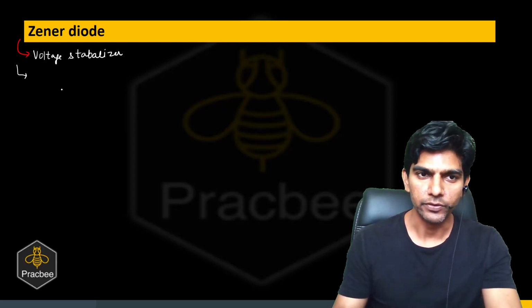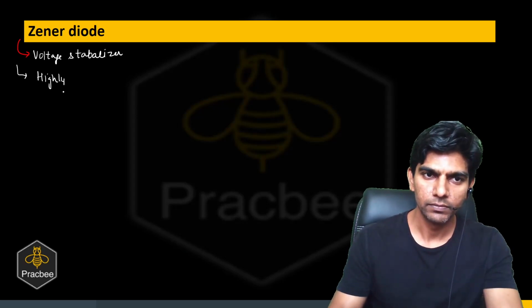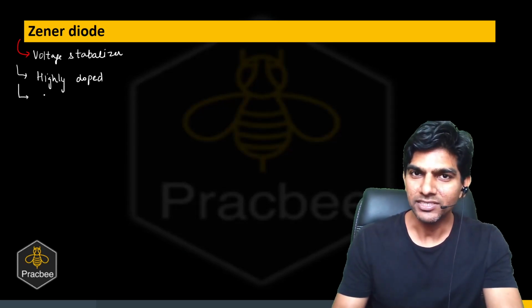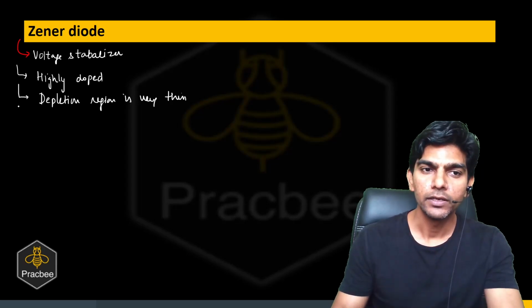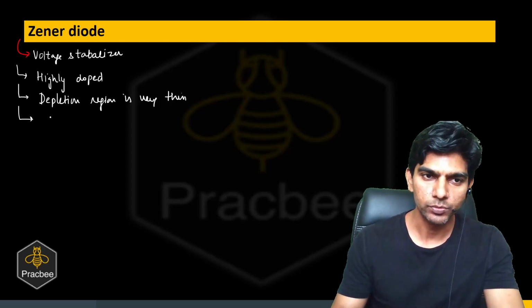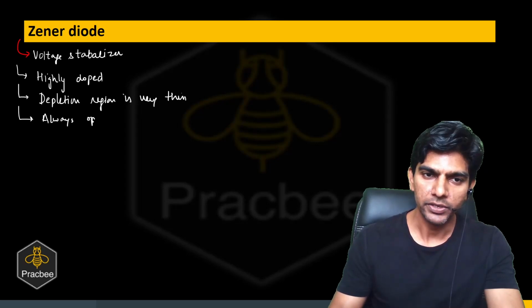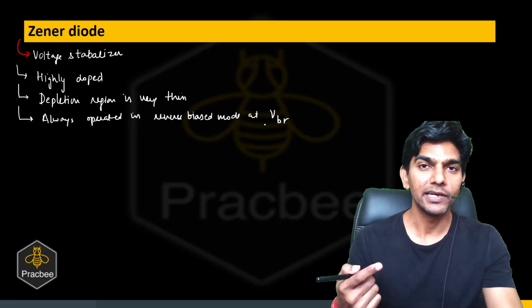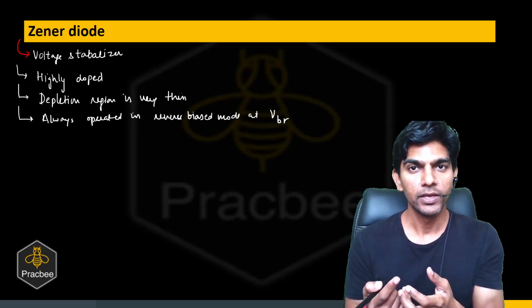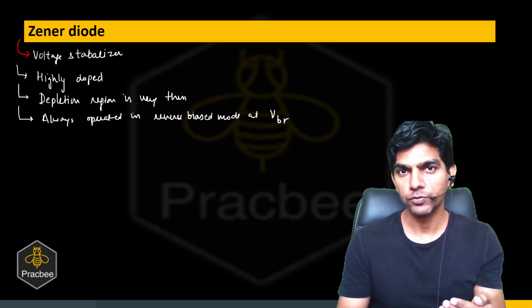And let us see the properties of the Zener diode. It is a highly doped semiconductor, and in this we do the doping such that the depletion region is very thin. And there is one more thing: it is always operated in reverse biased mode at breakdown voltage. So we use this Zener diode at breakdown voltage. And why do we use breakdown voltage? Because at the breakdown voltage, we have a range of currents for the same voltage.